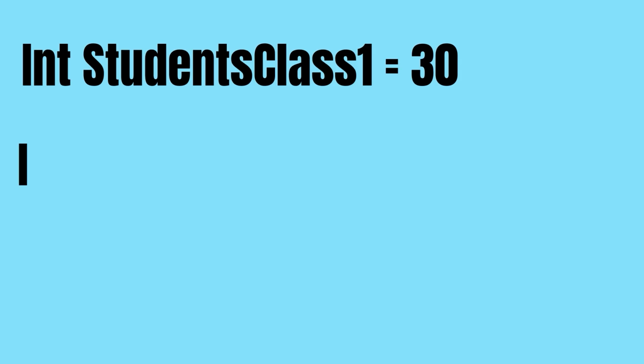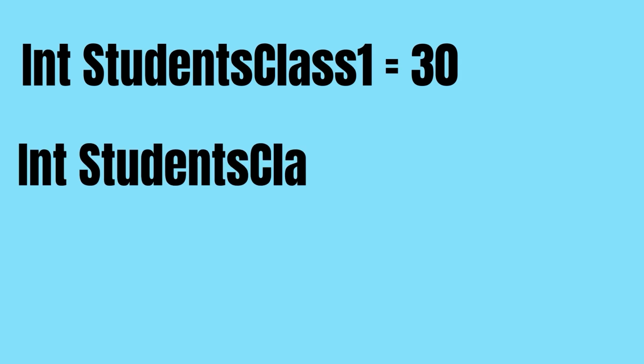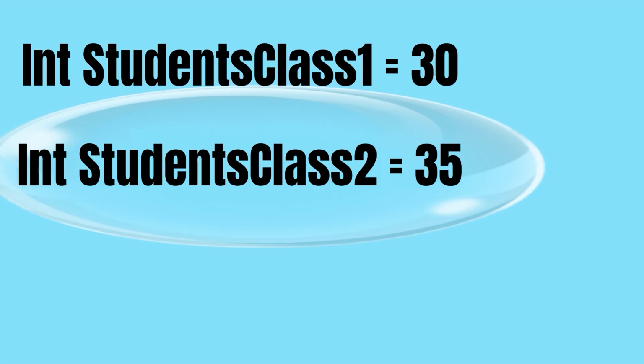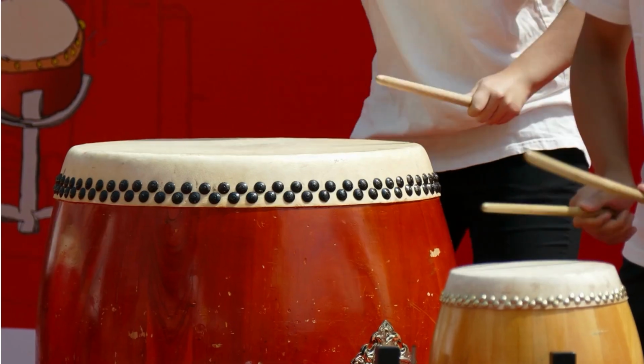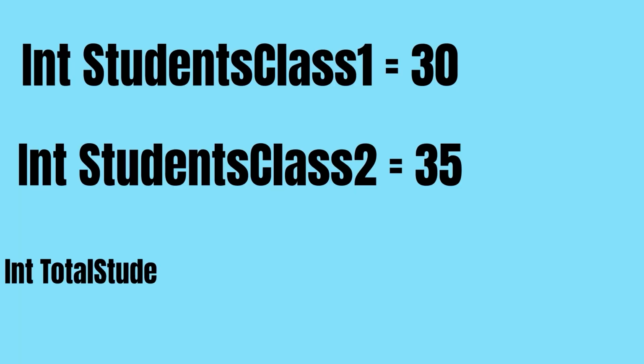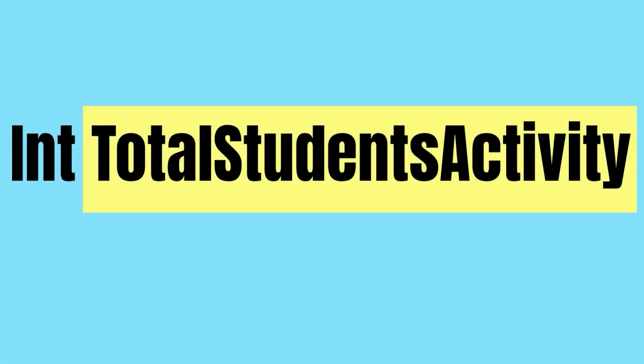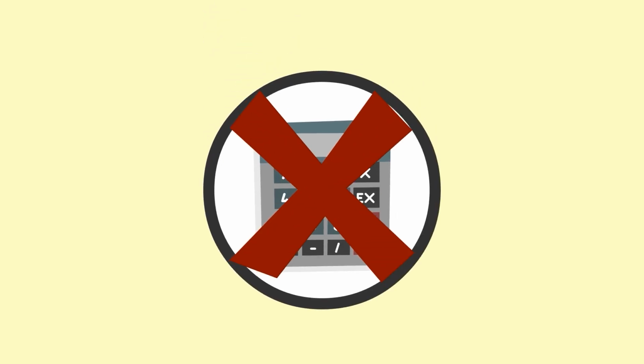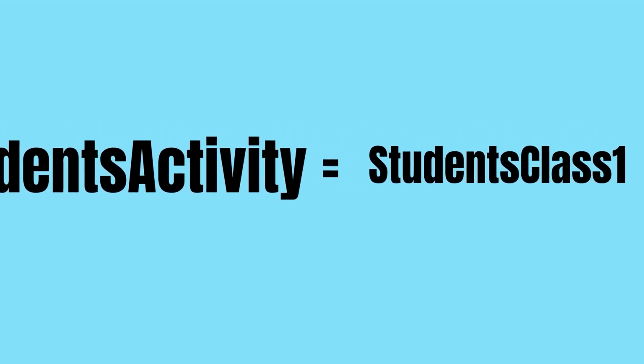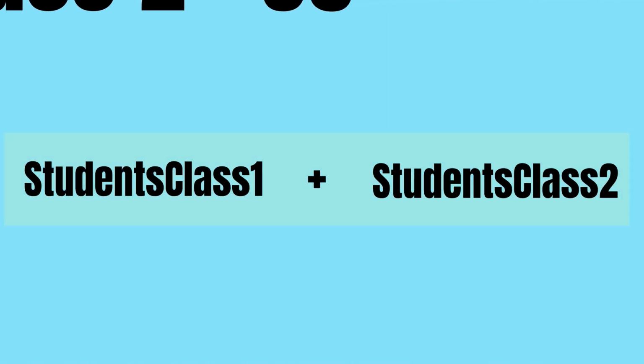Next up is int students_class_2 is equal to 35. Again, clear as crystal, it's a head count for the second class. Now drumroll please, int total_students_activity equals students_class_1 plus students_class_2. We've summoned a third variable to roll out the red carpet for the grand total of students. No calculators needed. The code is doing the heavy lifting by summing up students_class_1 and students_class_2 for us.